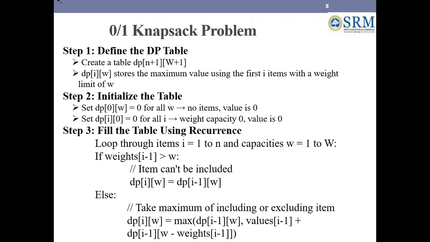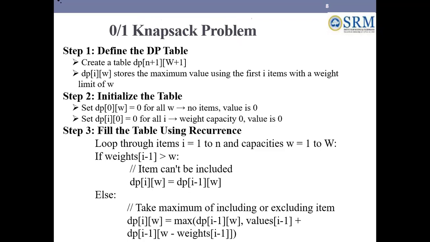If weight of i minus 1 is greater than w, the item cannot be included. The constraint is that the total weight of the items added should be less than or equal to the knapsack capacity. So if it exceeds, if you are trying to add an item whose weight exceeds it, we can't do it. The item cannot be included. Else, if it is possible, take the maximum of including or excluding the item.